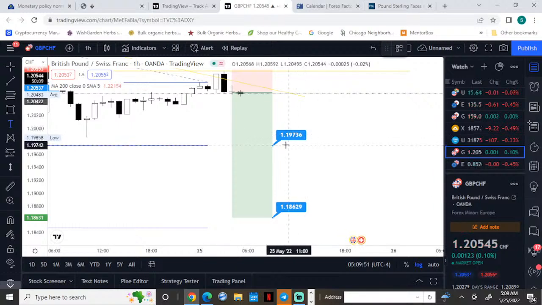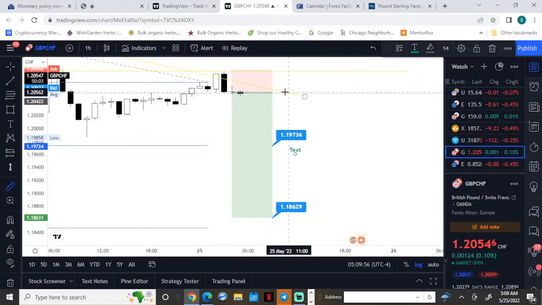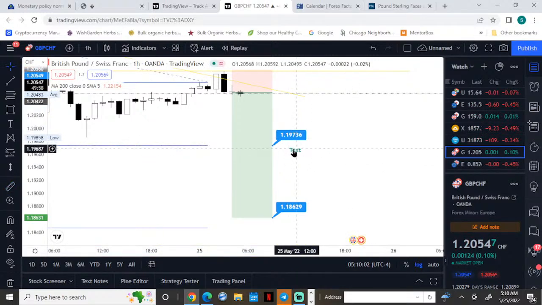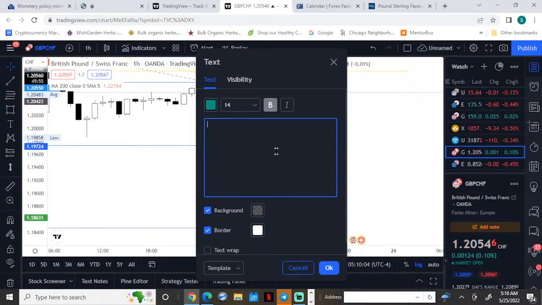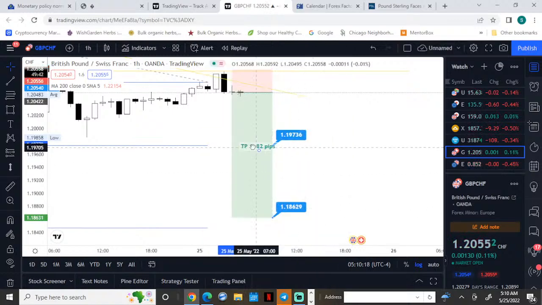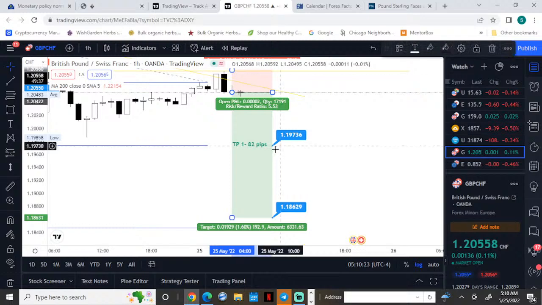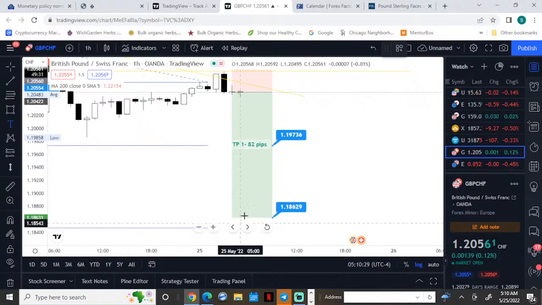TP1 is how many pips? I don't know why I always do that. Why do I do that? Okay. Entry to TP1, 82 pips. Beautifully. 82 pips. Full TP is 192 pips.